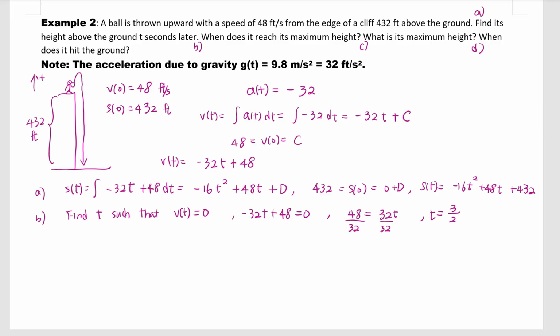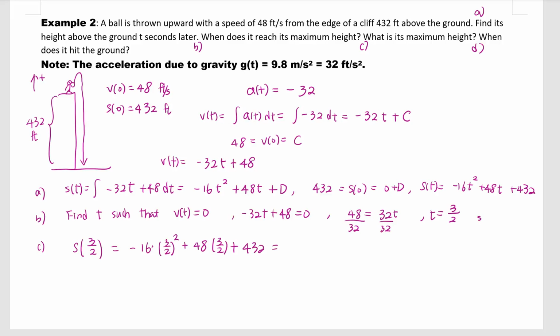Okay, try not to use your calculator. Build up the sense with the numbers. Okay. Next, so that's 3/2 seconds, right? And then what is the maximum height? Maximum height means we're going to plug this time, 3/2, into our displacement function. So it'll be negative 16 times 3/2 squared plus 48 times 3/2 plus 432.